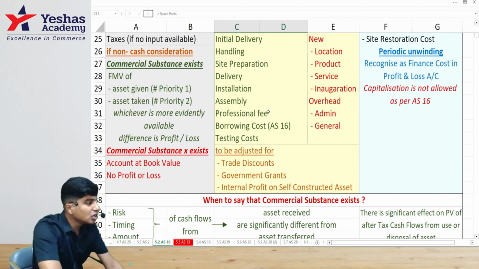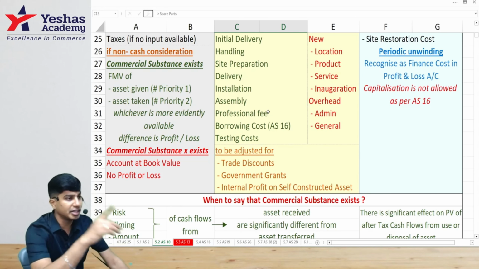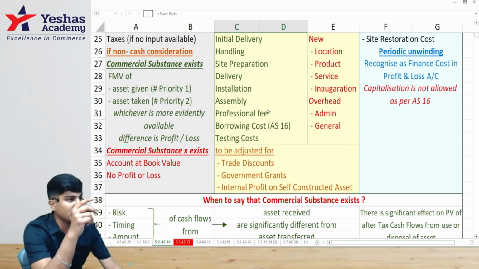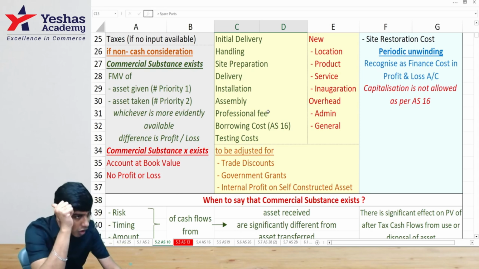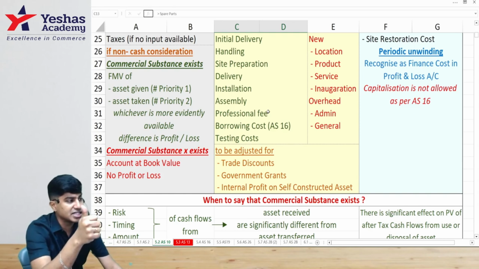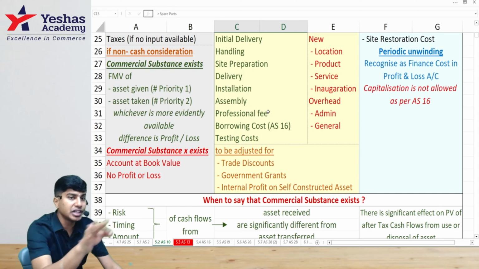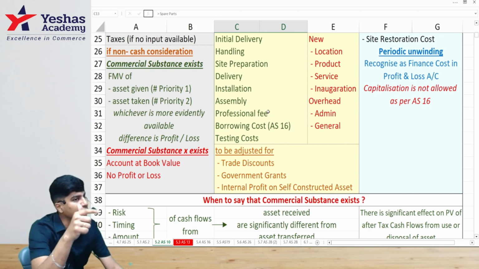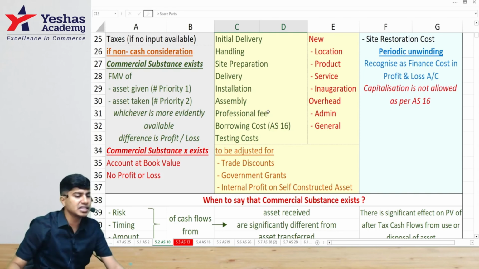The cost at which the new asset is to be recorded is the fair market value of the asset given or the fair market value of the asset received, whichever is more clearly and evidently available. If both are clearly and evidently available, then the fair market value of the asset given will have priority over the fair market value of the asset received. I hope everybody got this. Yeah. What did we discuss after this?